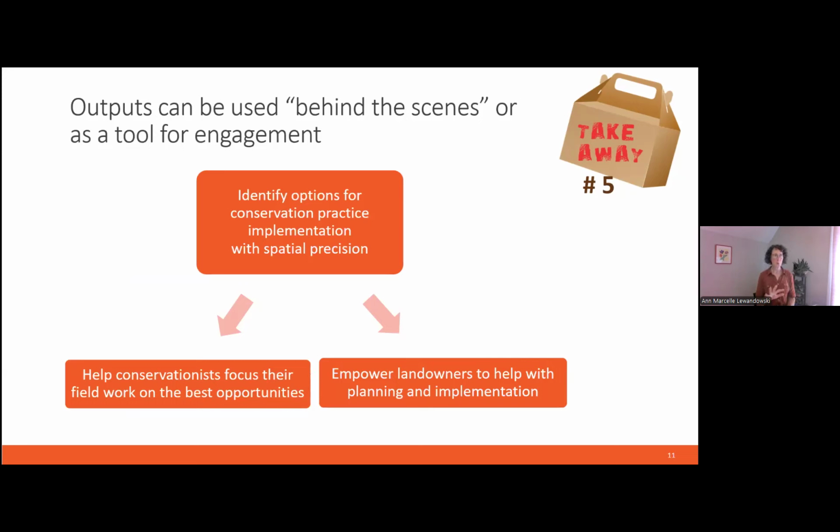Number 5, there's 2 basic ways to use the outputs from ACPF. One is behind the scenes, where as staff, you use it to prepare to go out in the field, and this makes your field visits much more efficient and effective. The second way to use it is as a tool for engagement. We found a lot of instances where by informing and bringing your stakeholders into the conversation, they can really help and inform you. If they understand what the options are, they can tell you, yes, this is feasible, this is a good way to approach this, this is what we're most interested in. So 2 basic ways to use it.